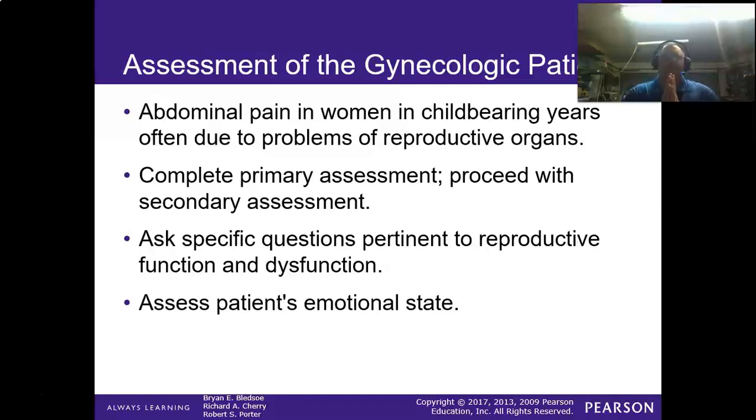And again, one of the things you have to absolutely make sure of is that when you have a woman of childbearing age, and I would say somewhere between 10 and 55, you've got to be looking at whether this could be a gynecological problem, especially when we're dealing with abdominal pain or pelvic pain. It's usually due to a problem with the reproductive cycle. So again, your primary assessment, then go to secondary assessment, kind of the basics, but you're going to need to ask specific questions.